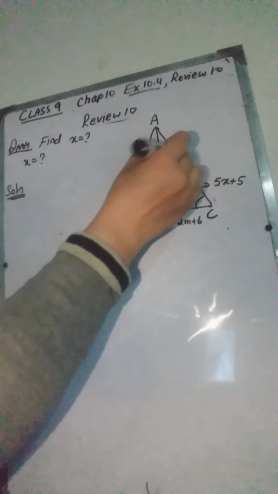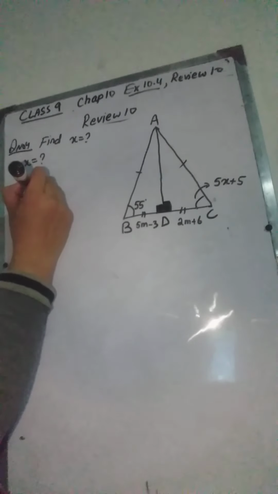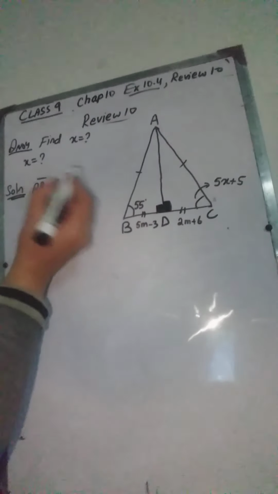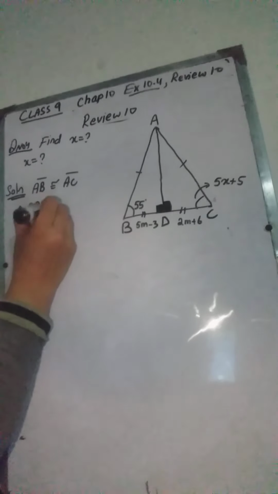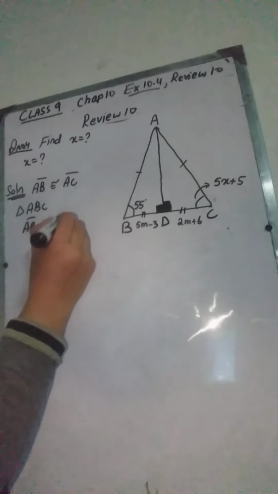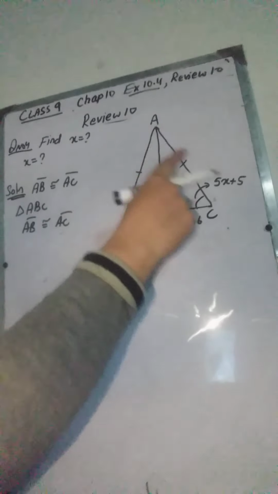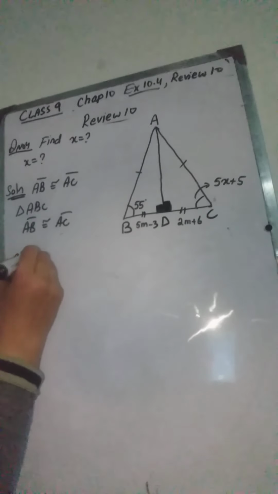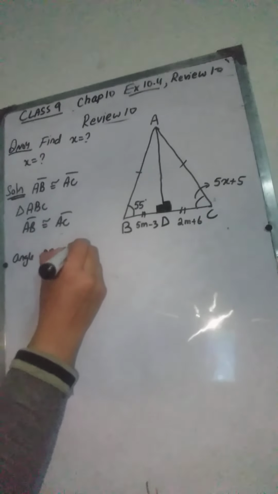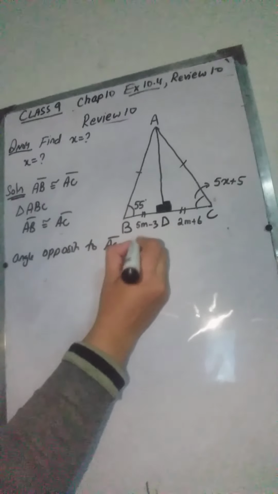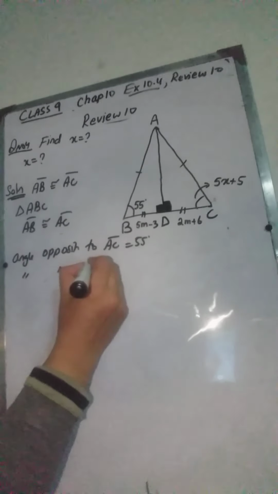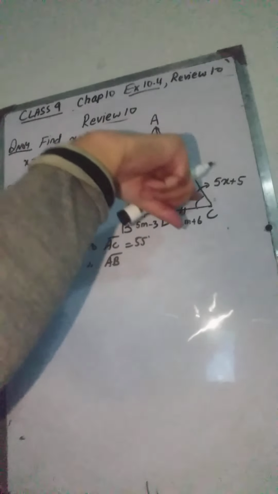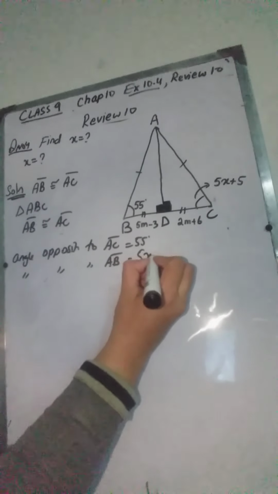Also it is given that AB and AC are congruent. AB is congruent to AC. Now in this triangle ABC, AB is congruent to AC. We know that the angle opposite to AC is 55, and the angle which is opposite to AB, this is the side AB, is equal to 5x plus 5.